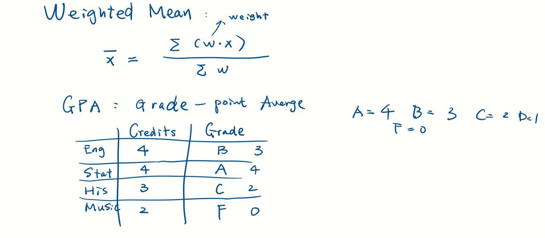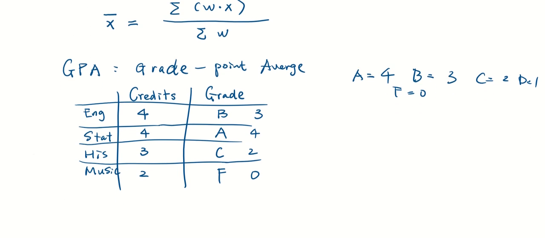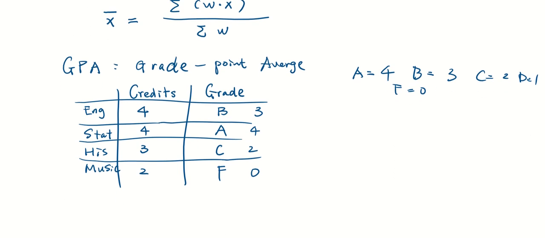Okay, so how do we find this weighted mean? Because each grade weighs differently. English weighs 4 credits, stats weighs 4 credits, history weighs 3 credits, music weighs 2 credits. They weigh differently. So this will be the weight, and this will be the points you get.